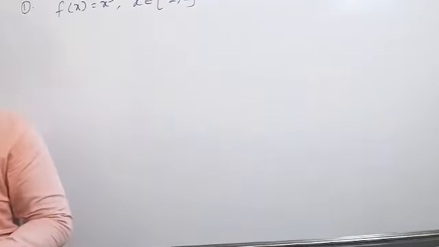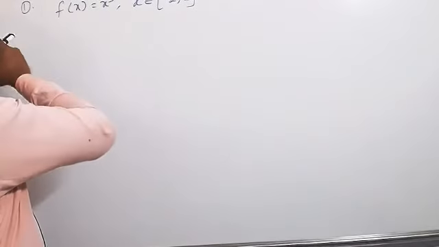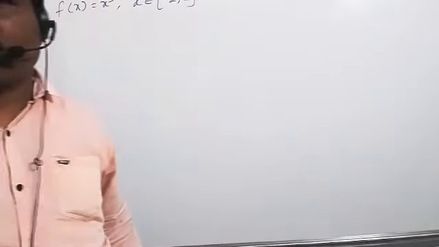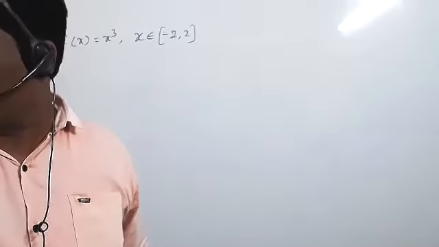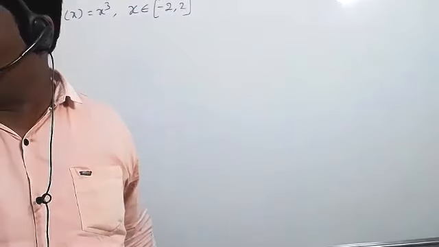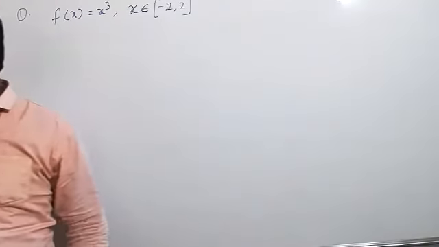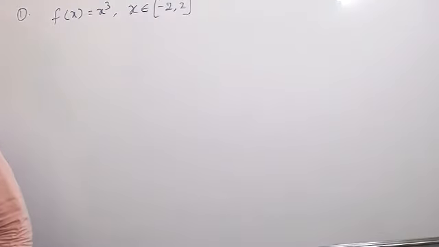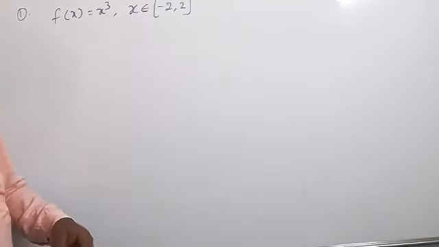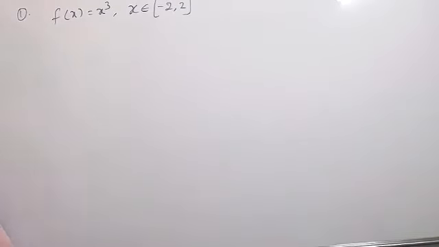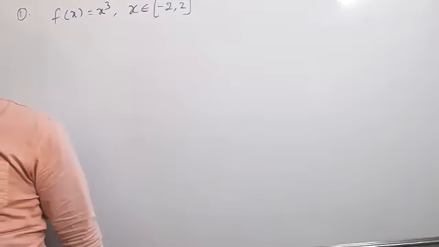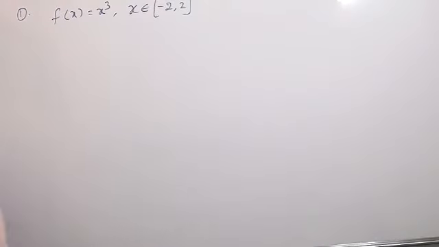Okay, so for this one, is it visible now? F of x equal to x cube, x belongs to minus 2 comma 2. All of you can try now. Now follow the same method.